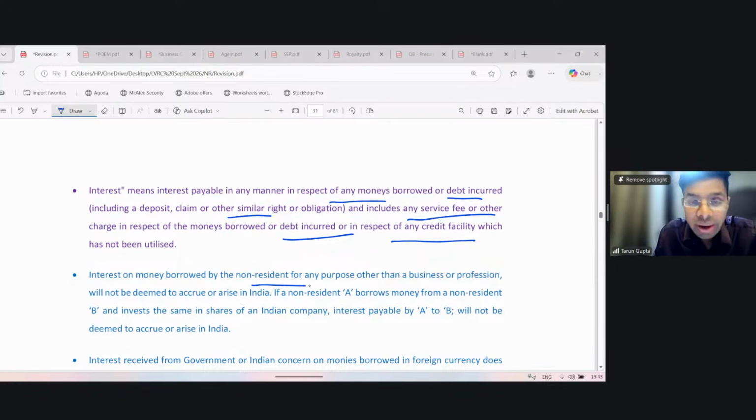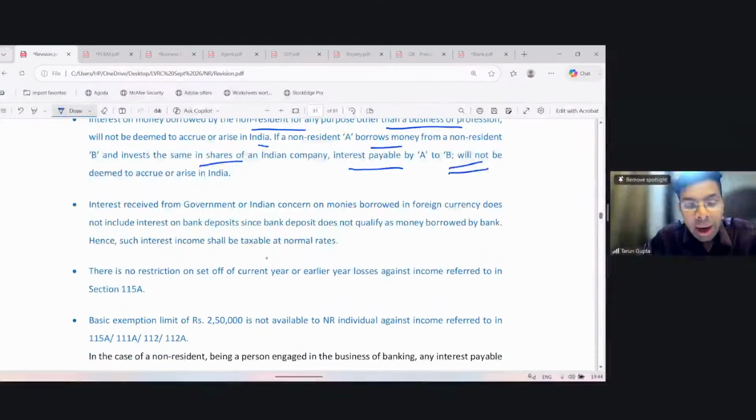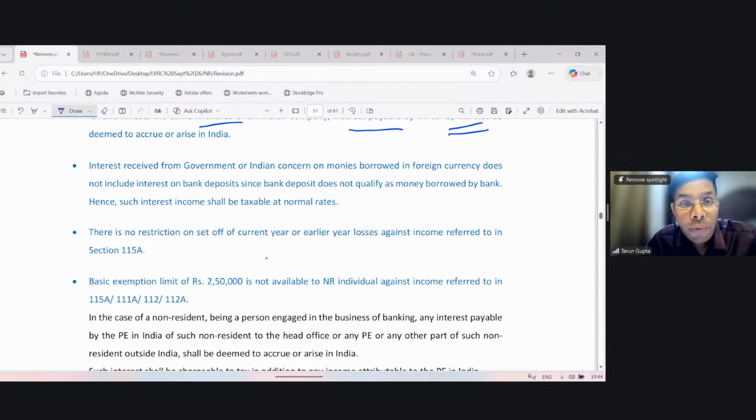Interest on money borrowed by a non-resident for any purpose other than business or profession will not be deemed to accrue or arise in India. If non-resident A borrows money from non-resident B and invests the same in shares of an Indian company, the interest payable by A to B will not be deemed to accrue or arise in India. Interest received from the government or an Indian concern on money borrowed in foreign currency does not include interest on bank deposits. So there is no restriction on set-off of current year or earlier year losses against income referred to in 115A, as discussed in the case of dividend. Similarly, the basic exemption limit is not available to an NR.